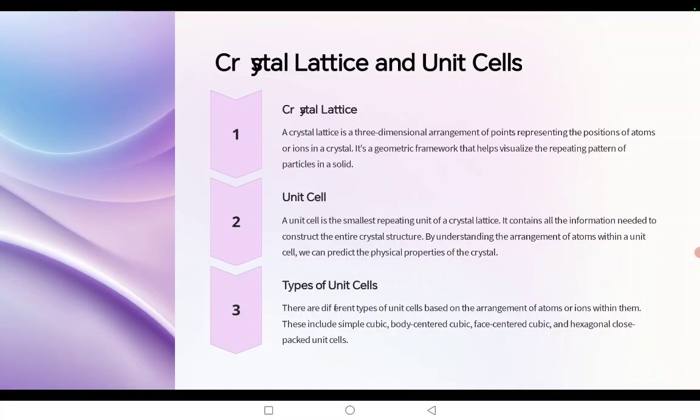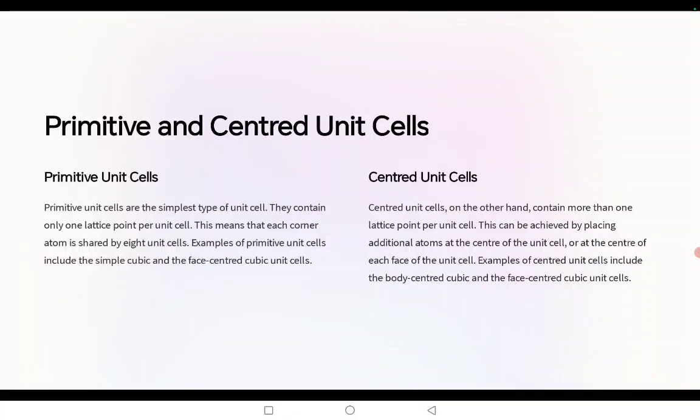Types of unit cells. There are different types of unit cells based on the arrangement of atoms within them: primitive unit cells and centered unit cells. Primitive unit cells are the simplest type of unit cell. They contain only one lattice point per unit cell. This means that each corner atom is shared by 8 unit cells.